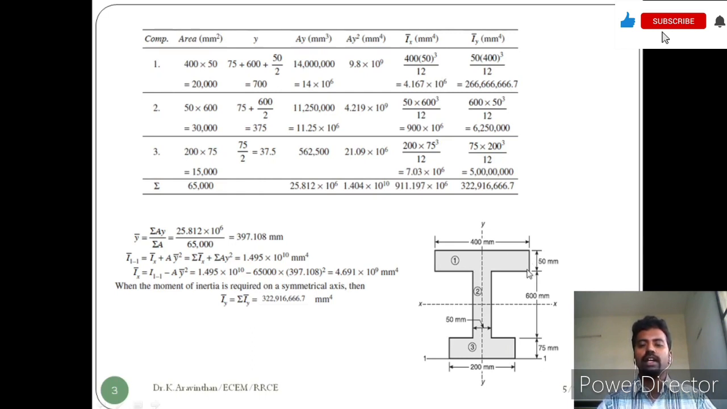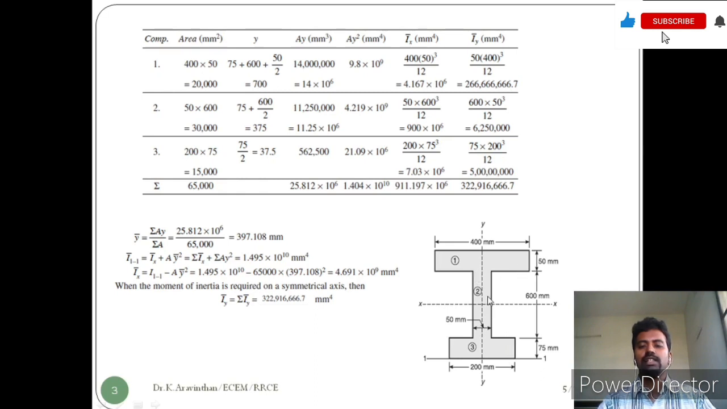For this first rectangle, you have a breadth of 400 and a depth of 50 mm. For a rectangle, the moment of inertia along the x-axis will be b d cubed divided by 12. This is the formula for finding Ixx for a rectangle. You have to get this from the previous module, which I have explained. So here breadth is 400 and depth is 50, that is why b d cubed divided by 12, with 50 cubed. So you find the individual moment of inertia of the first section.